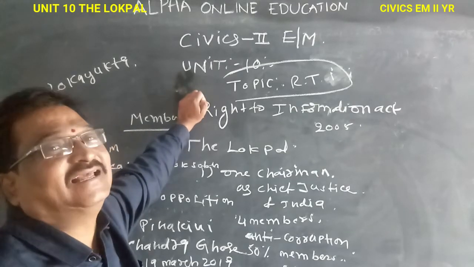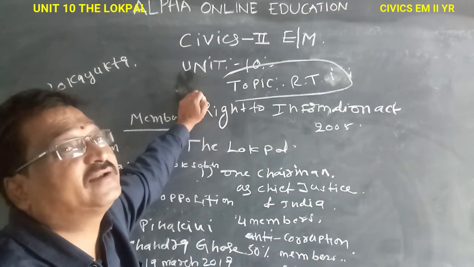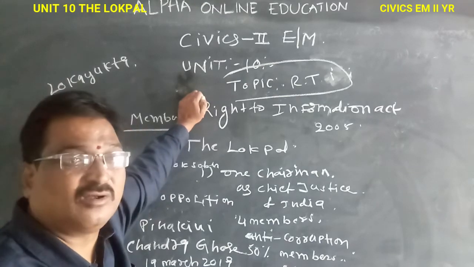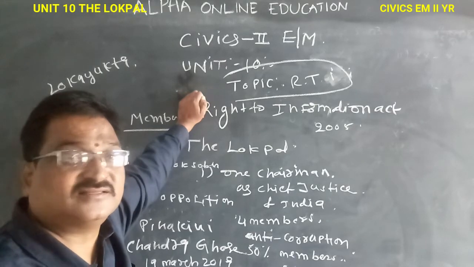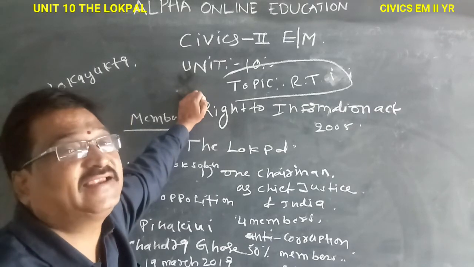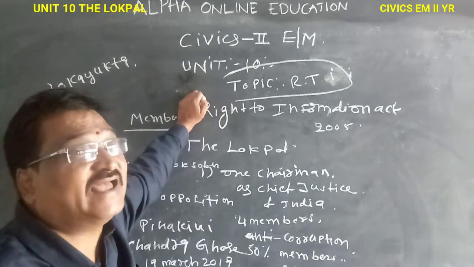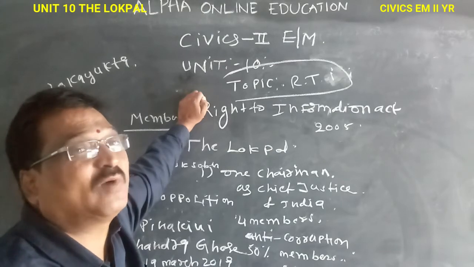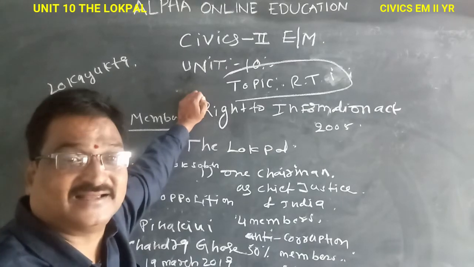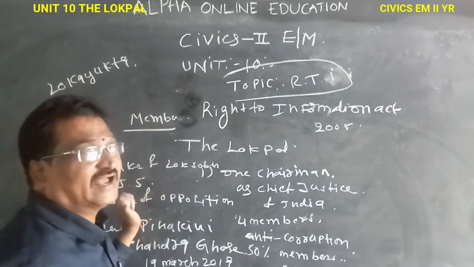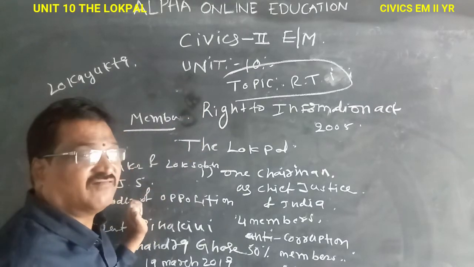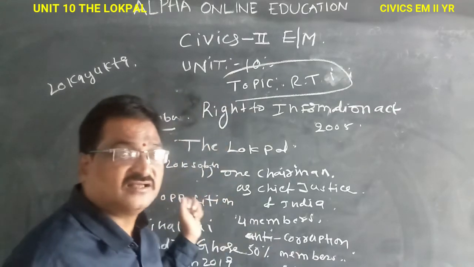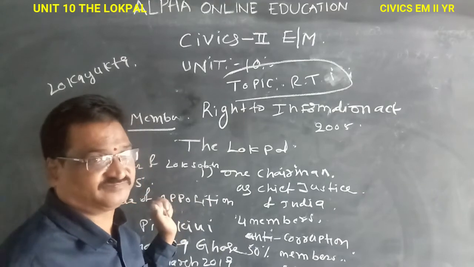So recently, the governments do not give more priority to this act. The central government does not give more priority to this act. The state government does not give more priority to this act. So at present, the act is active, but there is no utilization. No one uses that act. So it is a wonderful act, the Right to Information Act 2005. It was introduced in the period of Prime Minister Sri Manmohan Singh.